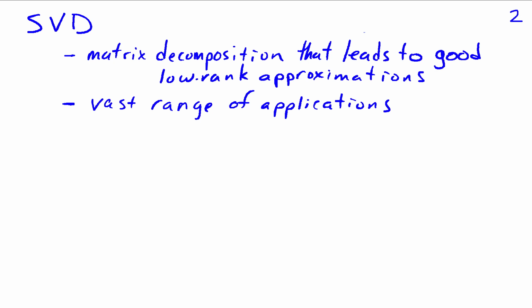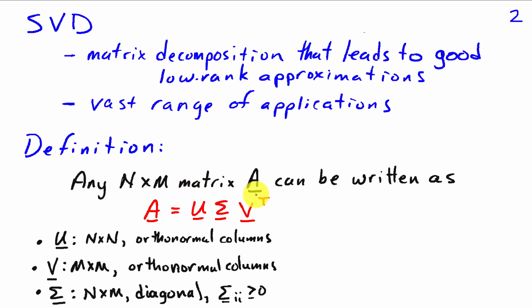Now the SVD has an enormous range of applications because this is a particular matrix decomposition that leads to very good low rank approximations to matrices. So any n by m matrix A can be factored as a matrix U, which is an n by n matrix and has orthonormal columns, times a diagonal matrix sigma, which is n by m, and it has positive elements on the diagonal, and times a matrix V transpose, where V is an m by m matrix, and it also has orthonormal columns.